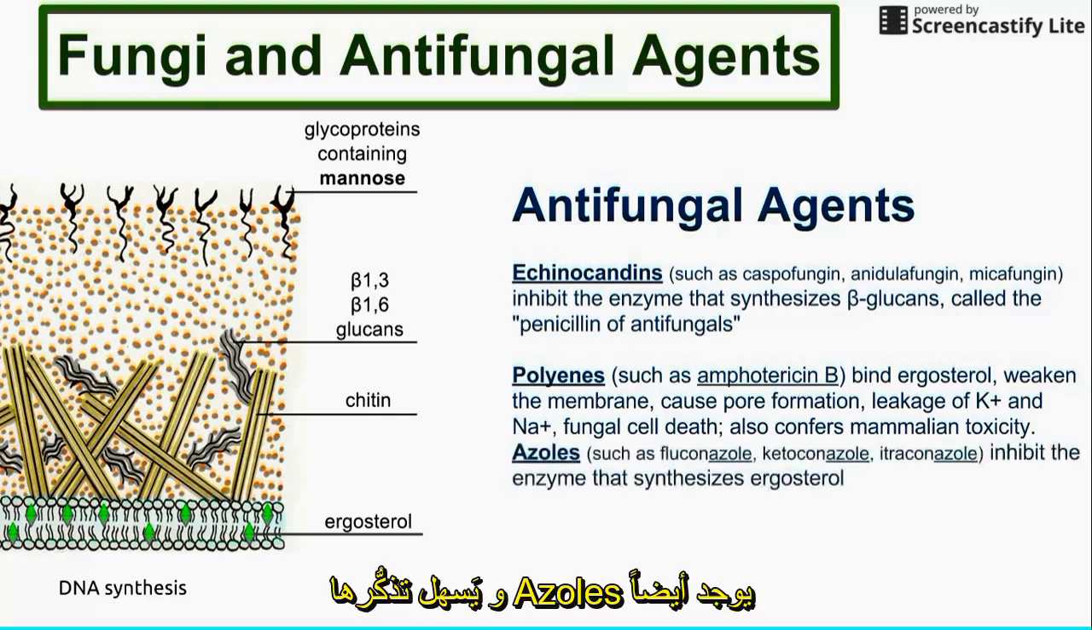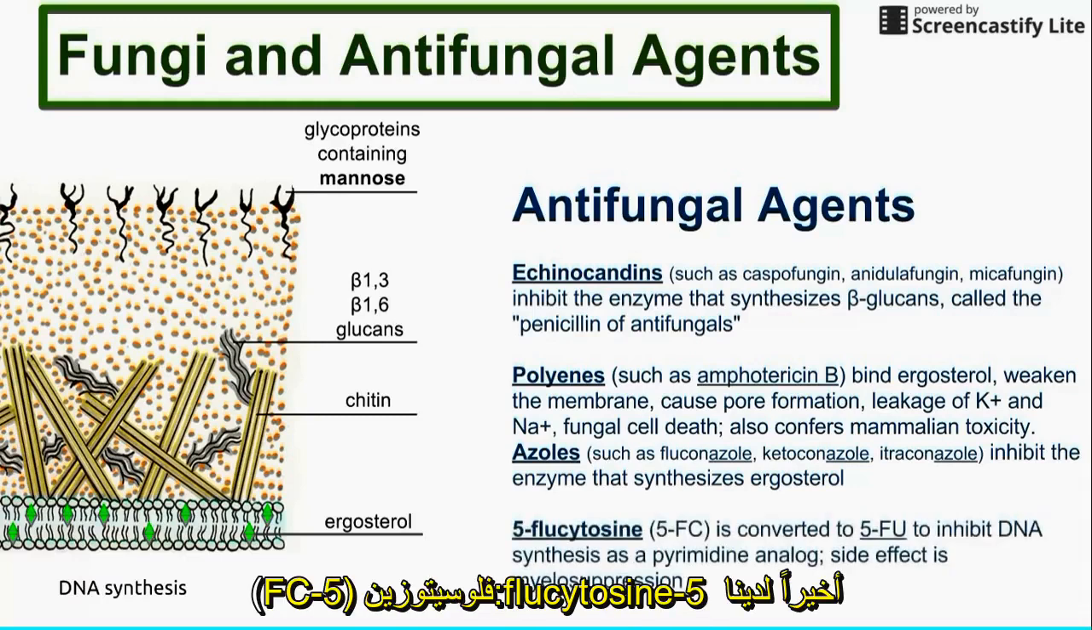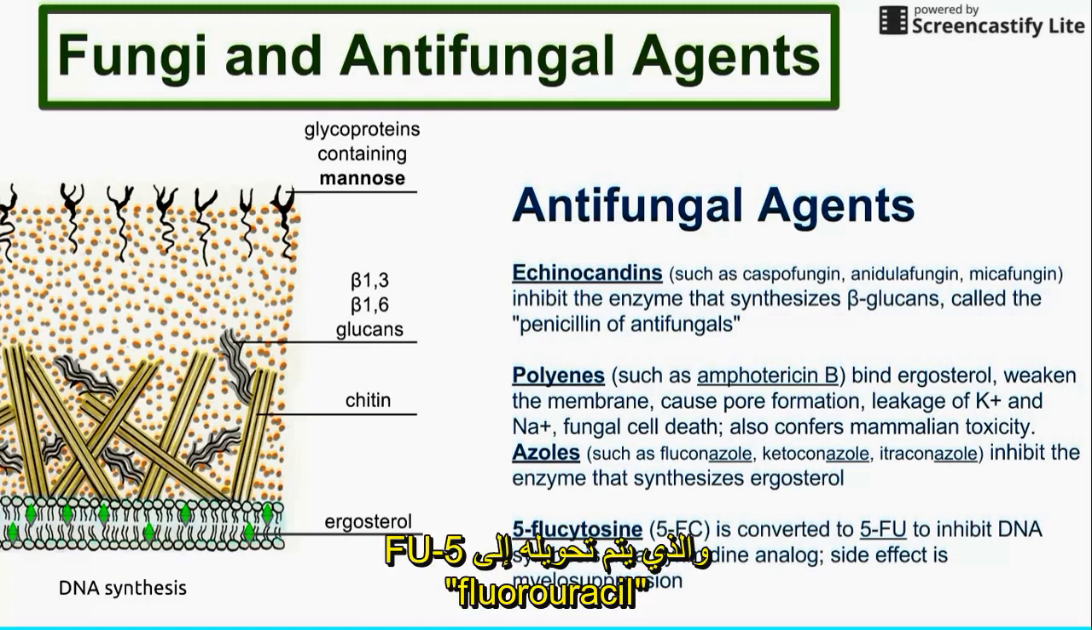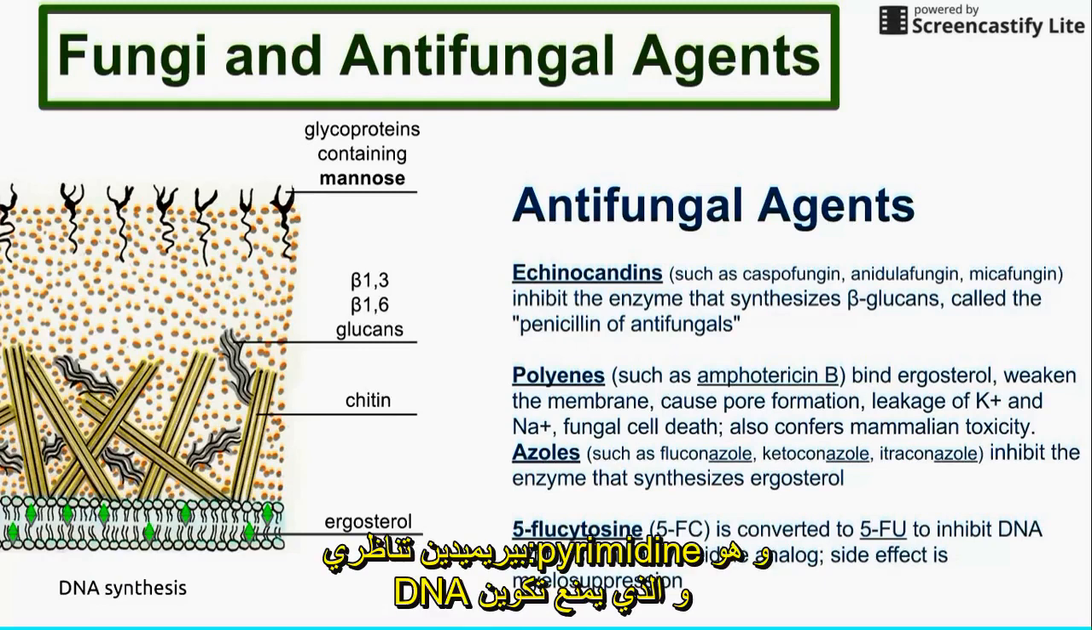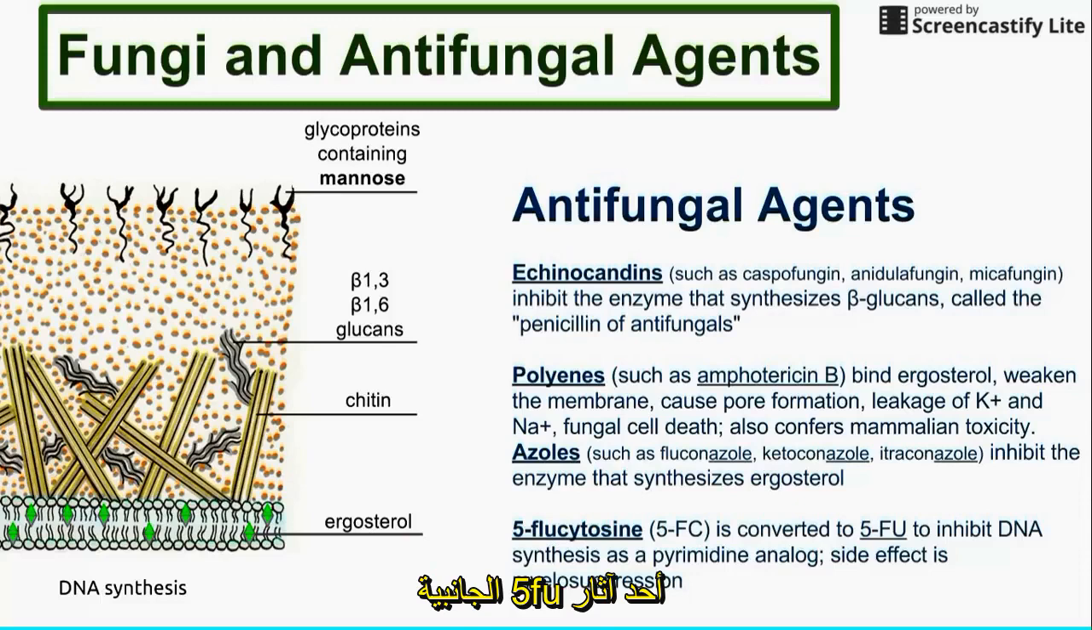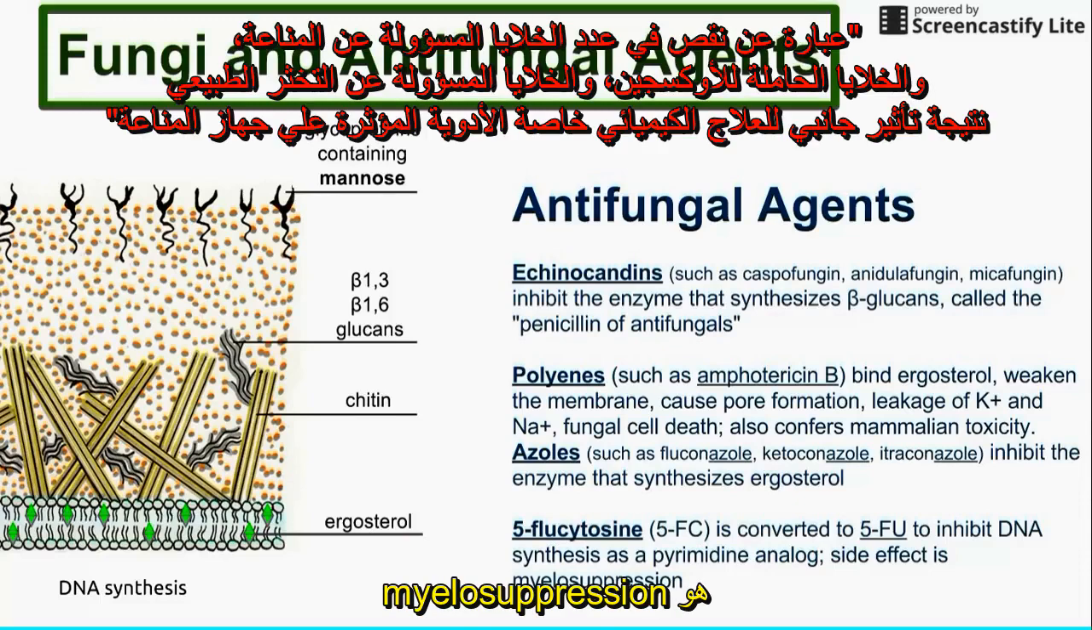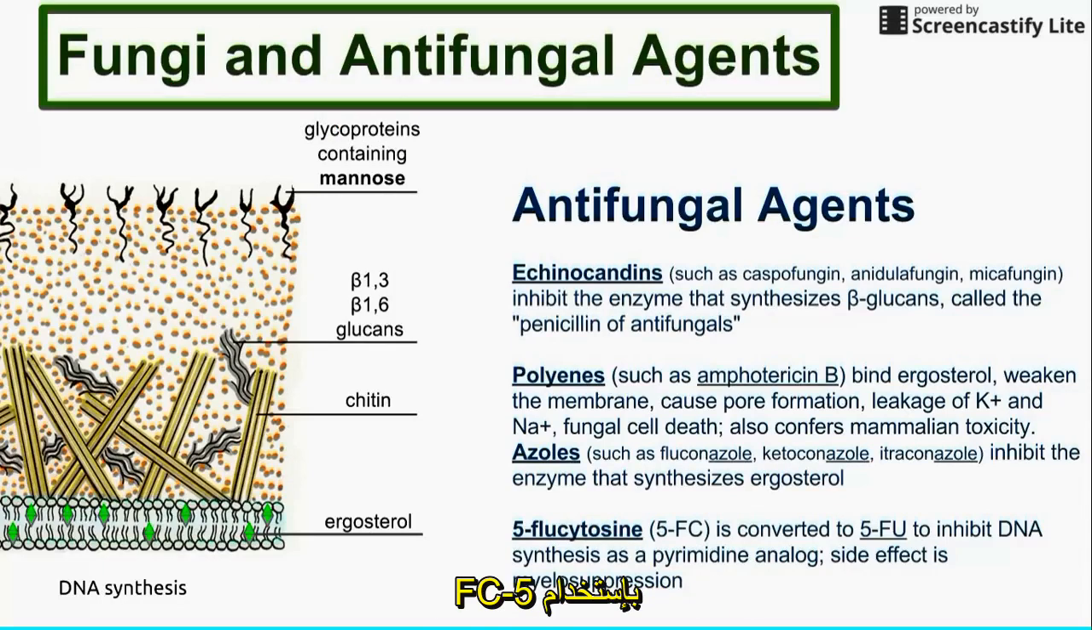We also have azoles, and these are easy to remember because, as you can see with the three examples here, they always end in azole. They inhibit the synthesis of ergosterol. So polyenes inhibit the activity of ergosterol, whereas azoles inhibit the synthesis of ergosterol. And lastly, we have 5-flucytosine, 5-FC, which is converted to 5-FU. Fluorouracil, which you might be familiar with, is a pyrimidine analog that inhibits DNA synthesis. One of the side effects of 5-FU is myelosuppression. So this happens when you treat a fungal infection with 5-flucytosine.